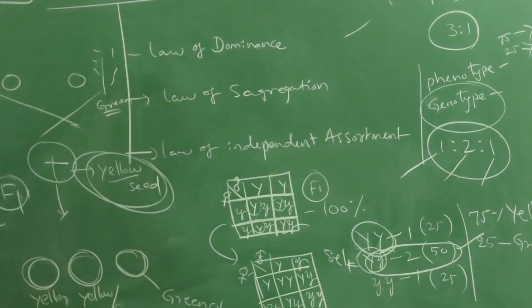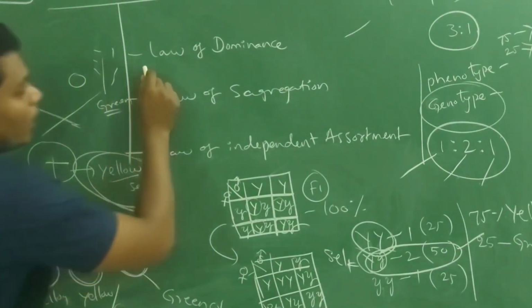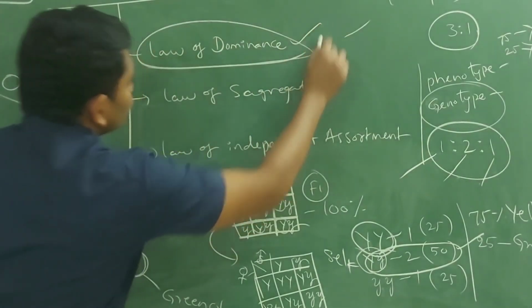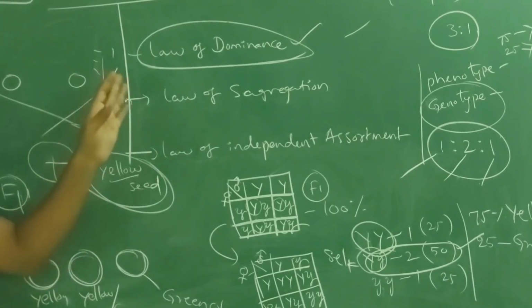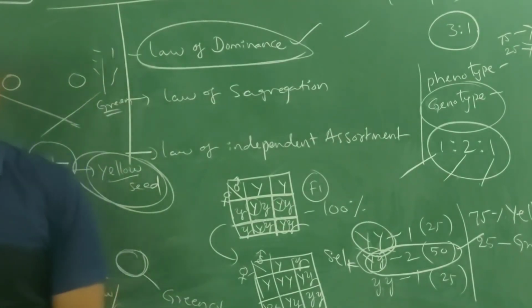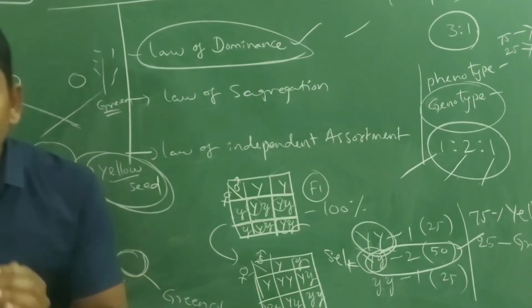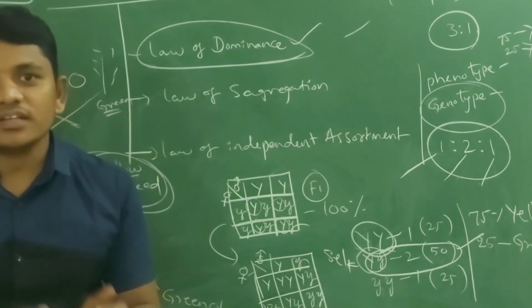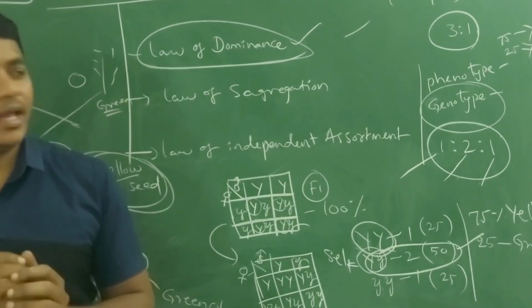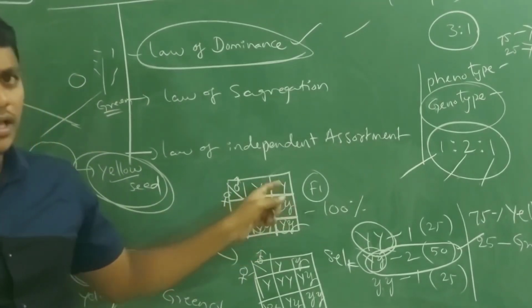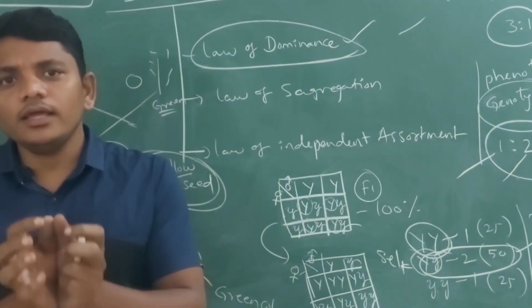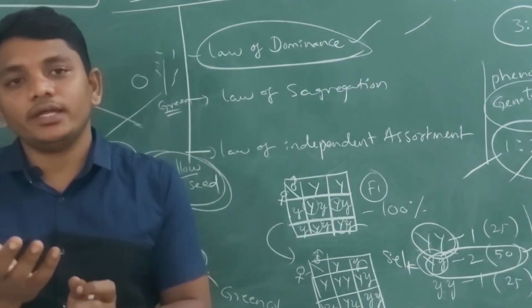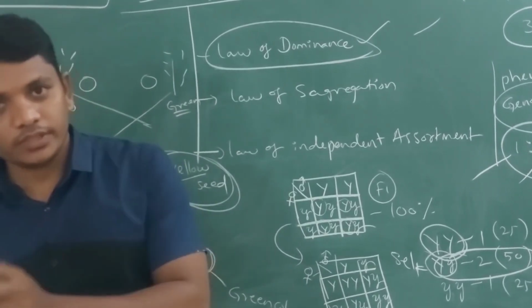Okay. Let us discuss the law of dominance, which was told by Gregor John Mendel. He said that in each character there are some traits. Every trait has some factors called alleles. Among these alleles, one allele is dominant when compared with the other one.